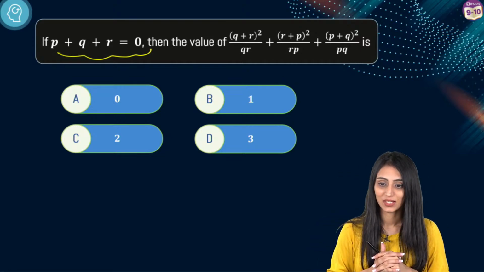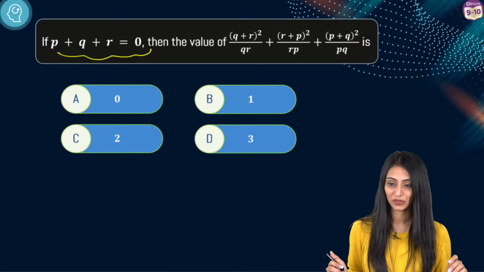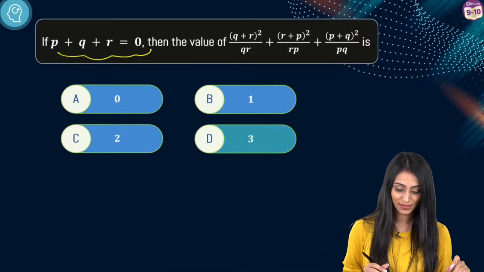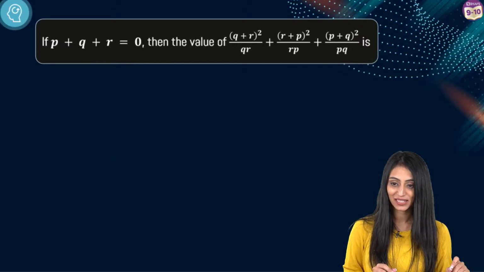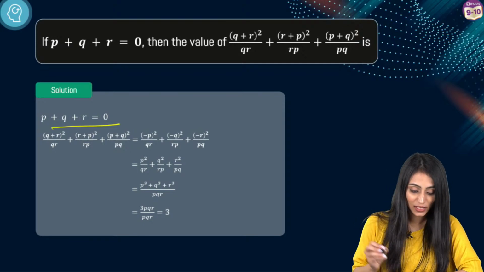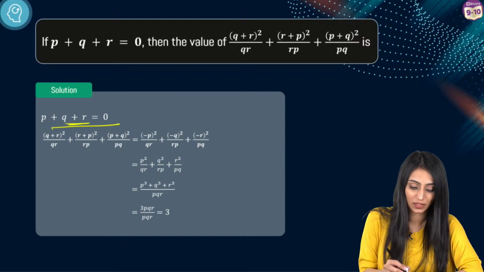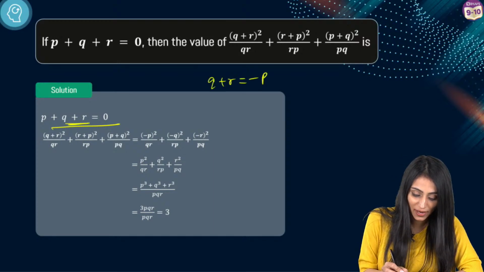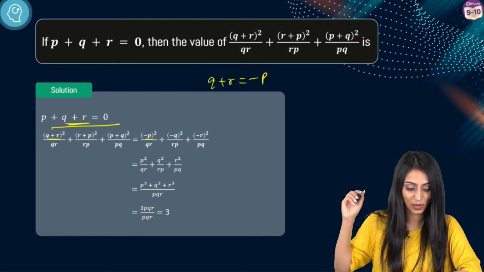Sukhdev Mandal says C. 3. Okay, D. 3. Alright, let's check the answer. Yes, absolutely right. Answer is 3 only. Now let's quickly take a look at the solution here. So this is given. Now I can do one thing from here. If I get the value of q plus r, what is it going to be? From here, q plus r would be equal to minus p. Can I put minus p over here? It's going to be minus p square.